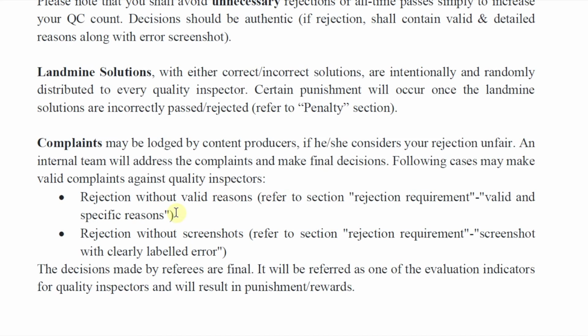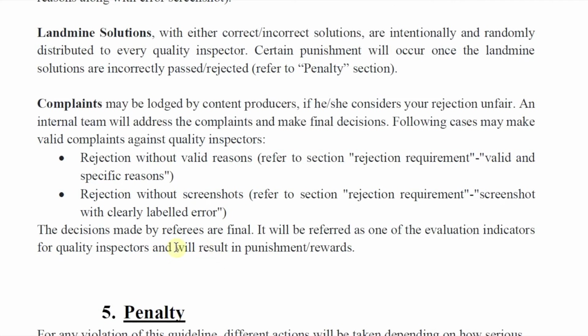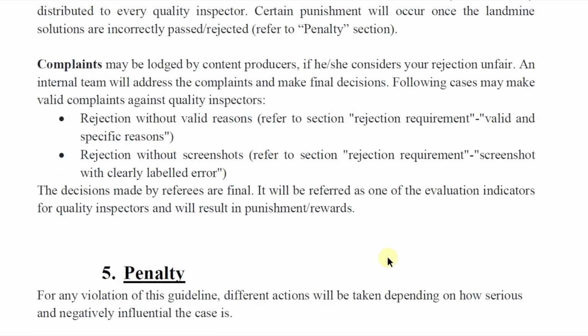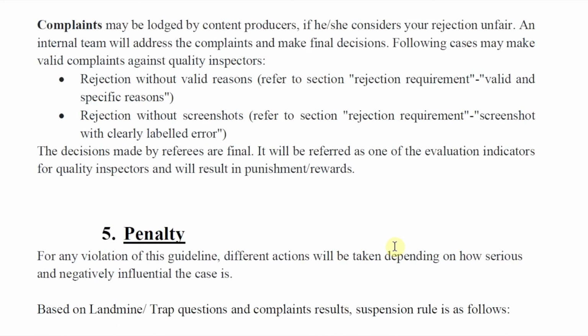For example, rejection without a valid reason. For rejection, a valid and specific reason is required. Rejection without a screenshot. The decisions made by referees are final. It will be referred to as one of the evaluation indicators for quality inspection and will result in punishment and rewards. Now, the next point which we are going to see is the penalty part.